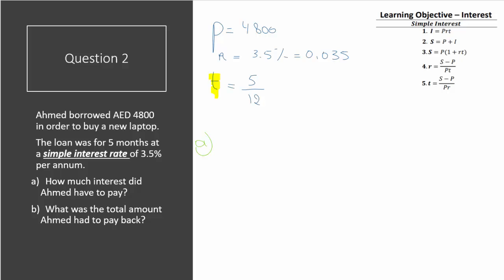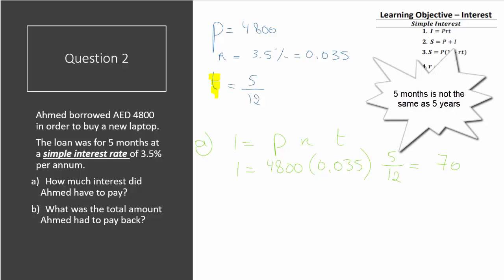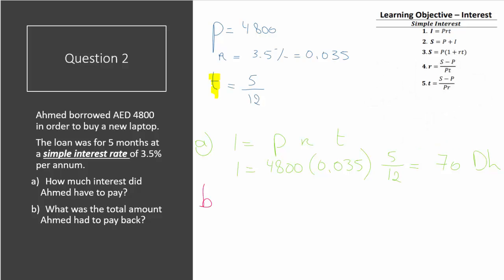So in our first part, we have to find the interest. The interest is the first formula on our formula sheet. The principal, 4,800, times the rate, 0.035, times time, and I will just fill out 5 divided by 12. It's very important that you don't fill out 5. If you fill out 5, then you say 5 years. We don't even have a full year. This number will be 0 point something. You plug this in your calculator and you get 70. Our next question, what was the total amount Ahmed had to pay back?